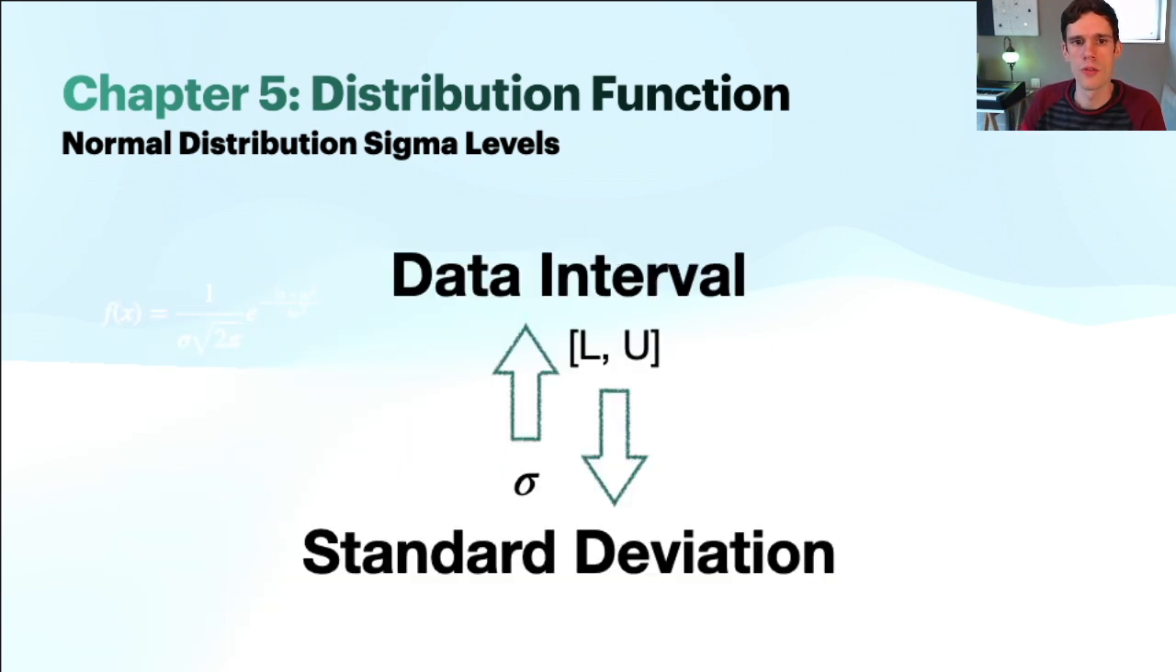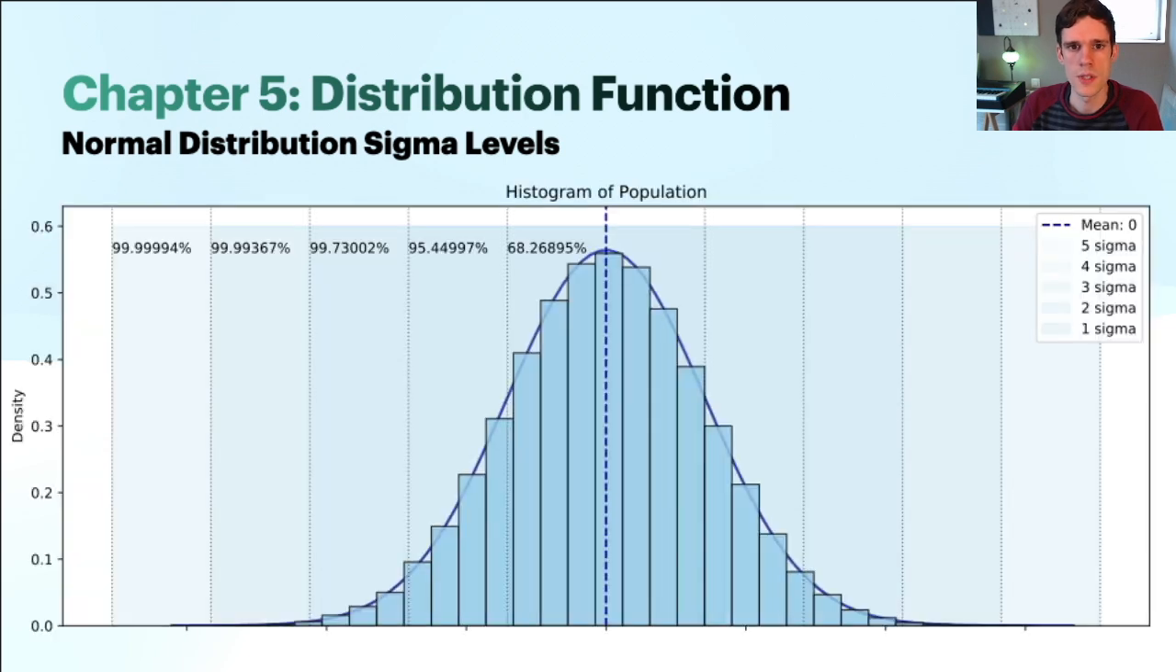How do we convert between the standard deviation, which is a number, and the data interval, which is a pair of numbers or a data range with the corresponding percentiles? Well, all that you need to know is encapsulated in this one figure. So what is going on in this figure?